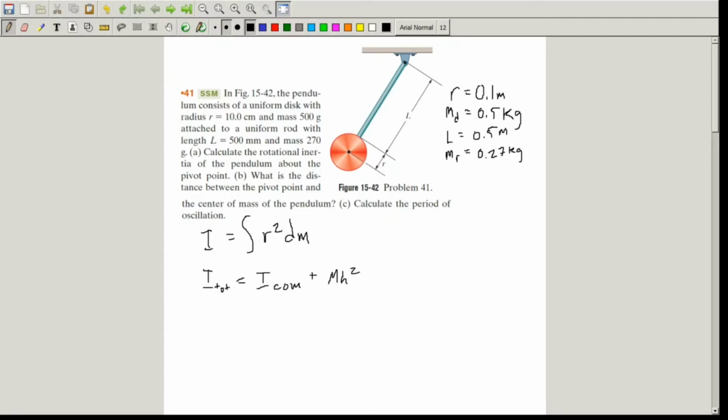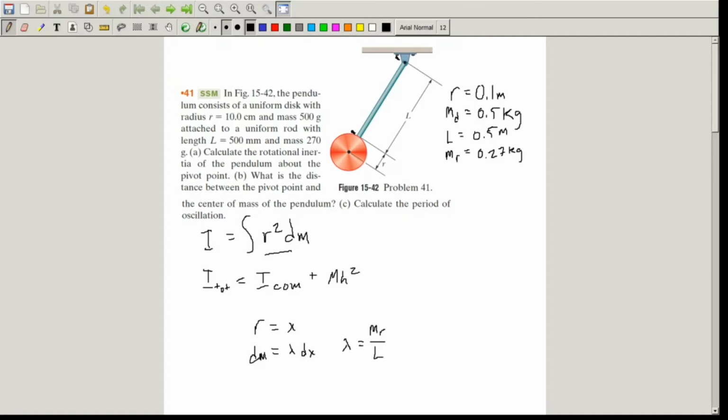For the rod, what we're going to have to do is integrate over the mass distribution from the pivot point here to the end of the rod. So in this equation here, r I'm just going to call x because this is just a linear distribution, and dm is going to be defined as lambda dx, where lambda is the linear mass density of the rod, and since this is a uniform rod, we can say lambda is equal to mass of the rod divided by the length of the rod.